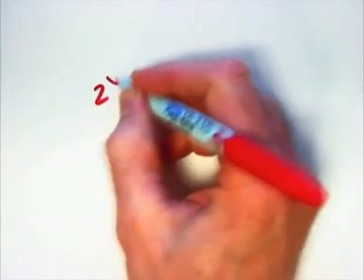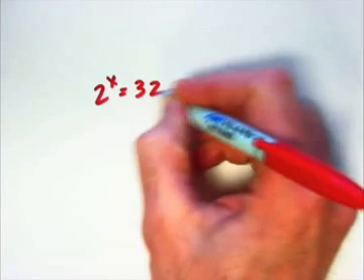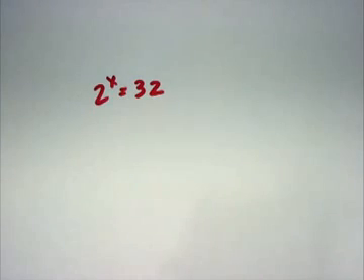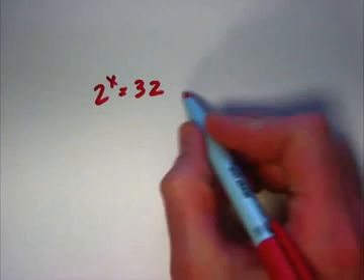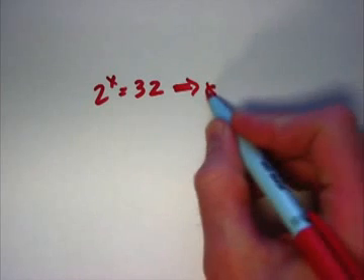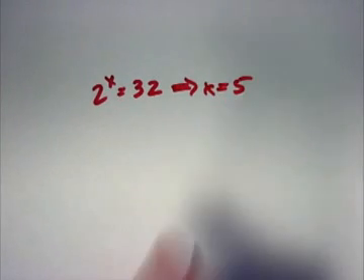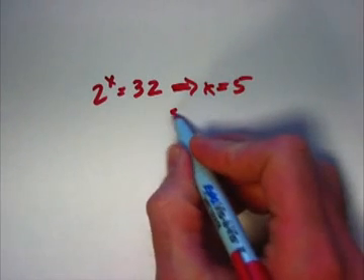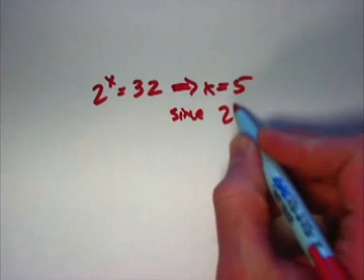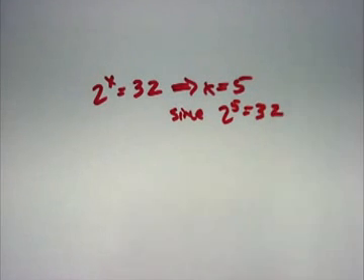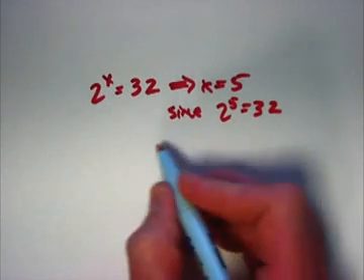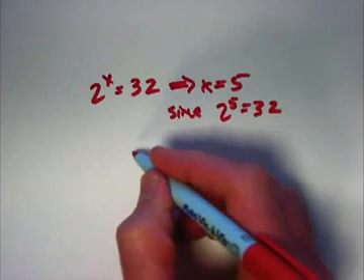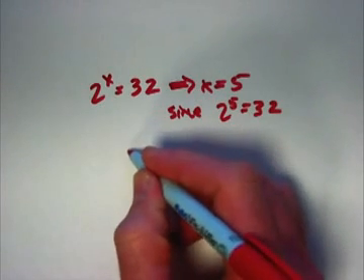Say I want to solve this equation. It's actually not too hard to solve. Guessing helps you see that the unknown x equals 5, since 2 to the 5th equals 32.